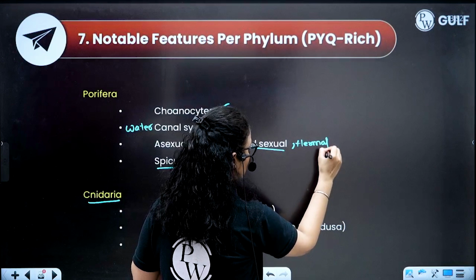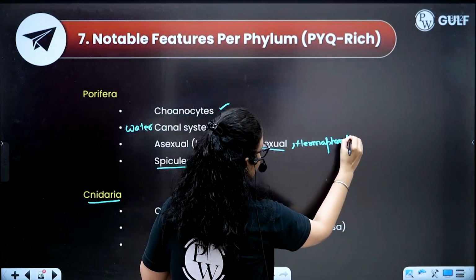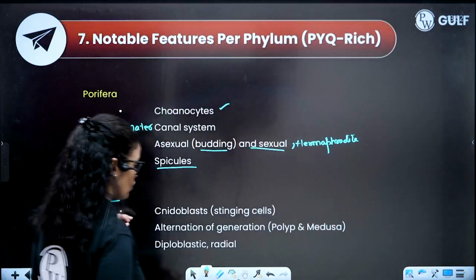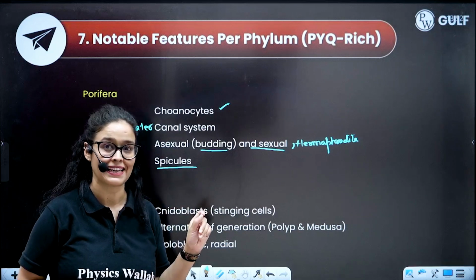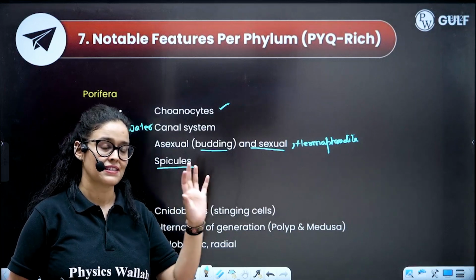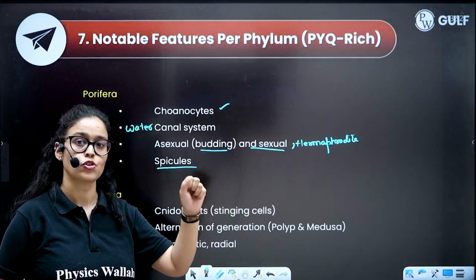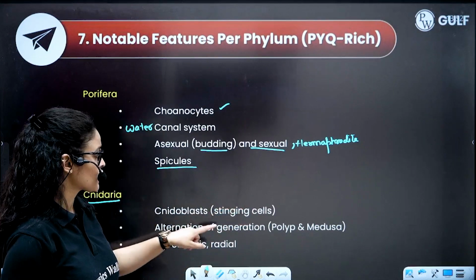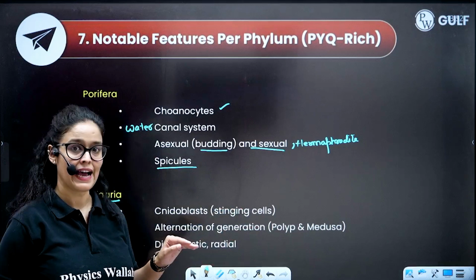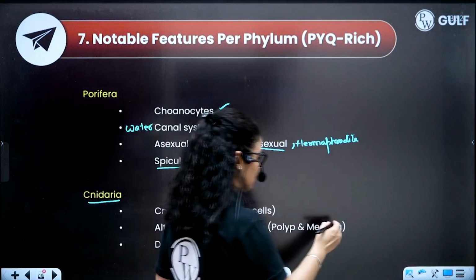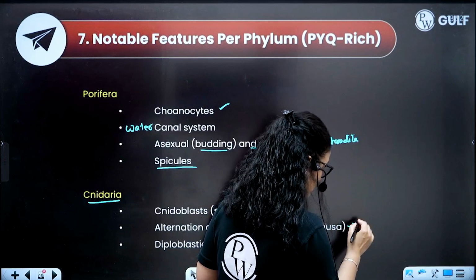You'll find a question from this for sure. Next, when we talk about Cnidaria, they have cnidoblasts, which are stinging cells. They help in sticking somewhere, or in defense or offense, right? Alternation of generation, polyp and medusa form, will be seen in these animals, right? So you have to remember the examples. Those show alternation of generation.